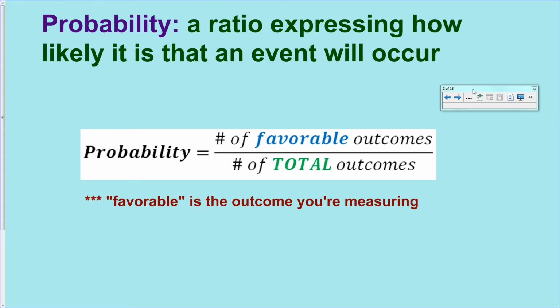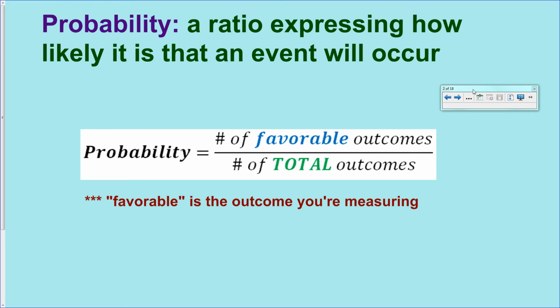So an outcome is the outcome of an event, whether it happened or whether it didn't. And you have to be able to count these things accurately. So how many ways are there to get something that you're measuring, and how many ways are there to get something at all, total? What is the total number of possibilities?